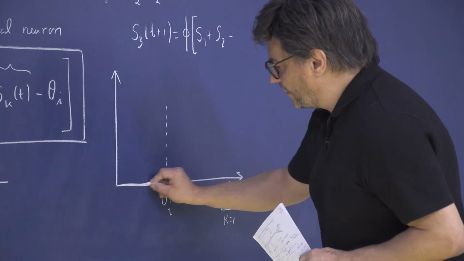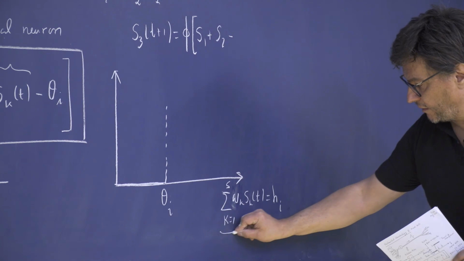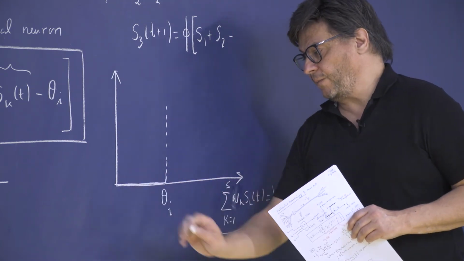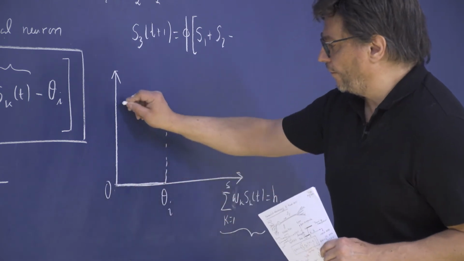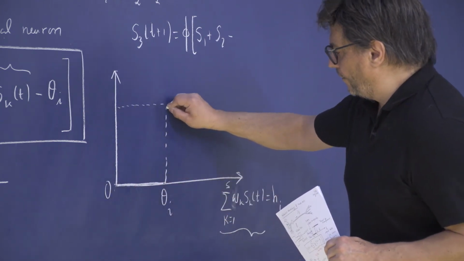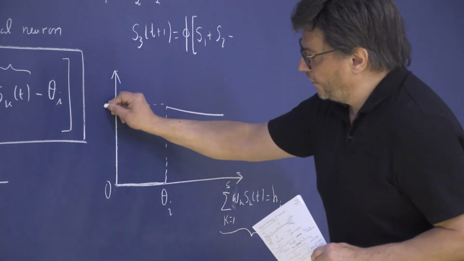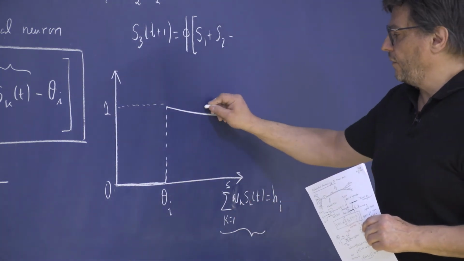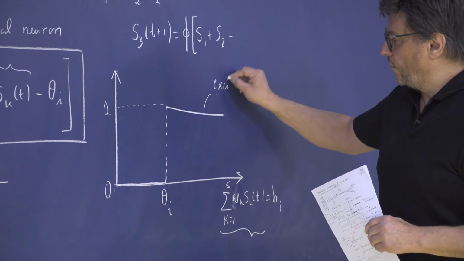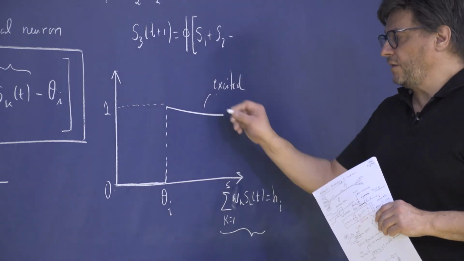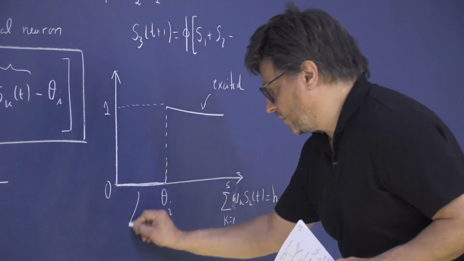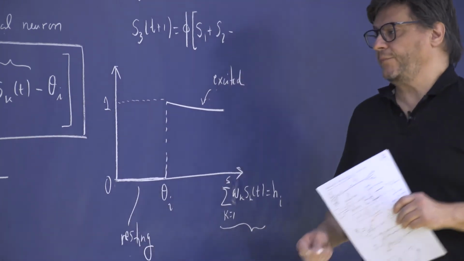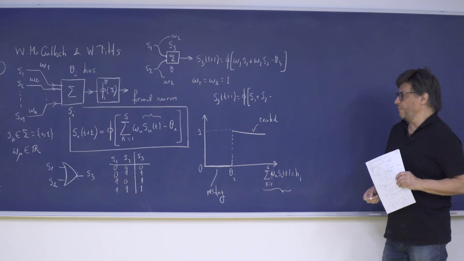Below the bias, if the excitation that comes into the system is below the bias of the neuron, this gives 0. If it goes beyond this threshold, it gives a 1. This is an excited neuron. This is resting. All right? This properly defines the McCulloch-Pitts model.